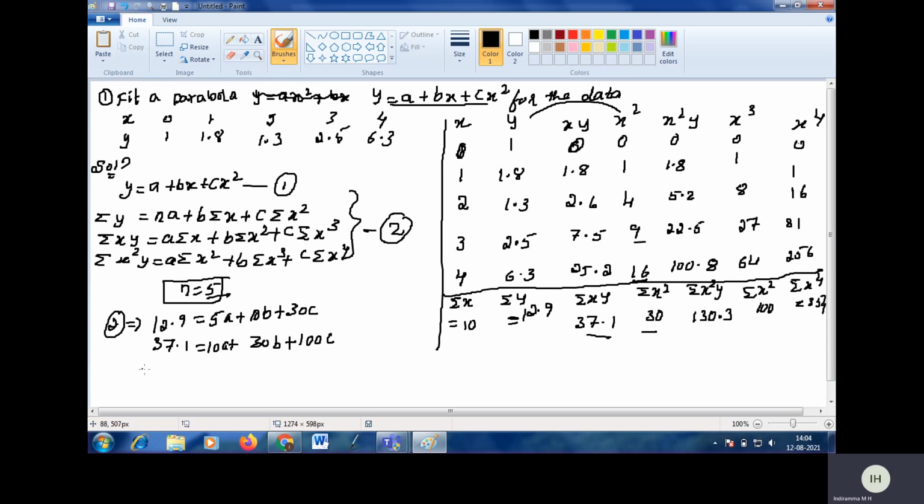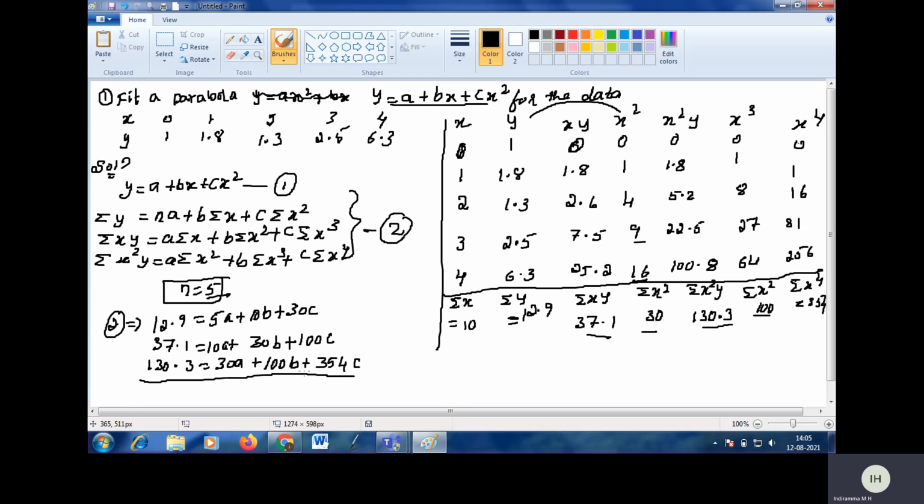Summation of x square y is 130.3. Here we have summation of x square y equal to A into summation of x square, which will be 30, so 30A, plus B into summation of x cube, which is 100, so 100B, plus C into summation of x power 4, which is 354, so 354C. So now we have three equations with three unknowns.